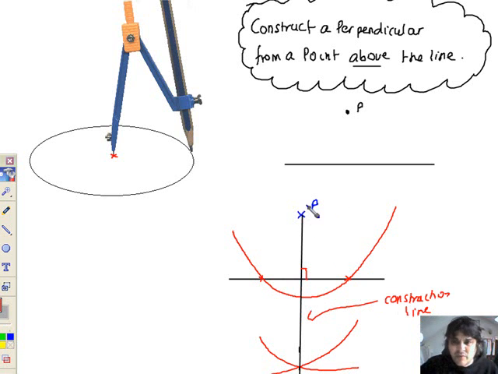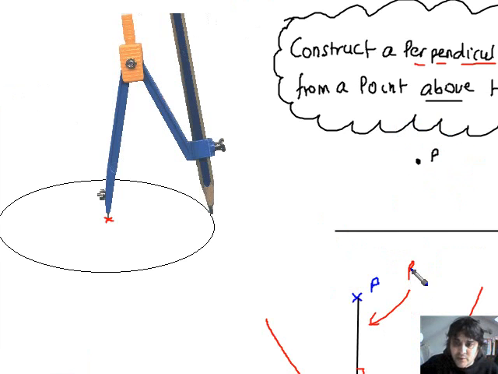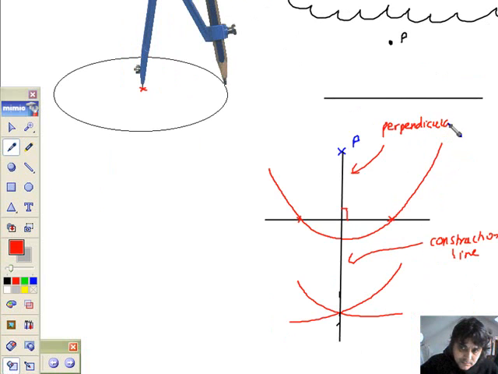Because the bit we really want is to construct a perpendicular from a point above the line, and then come down and touch the line. Well, you can't touch the line unless, of course, you carry on drawing it through the arcs. Otherwise, you won't know where to aim for. So this part is your perpendicular. All right, and that is a couple of good skills.